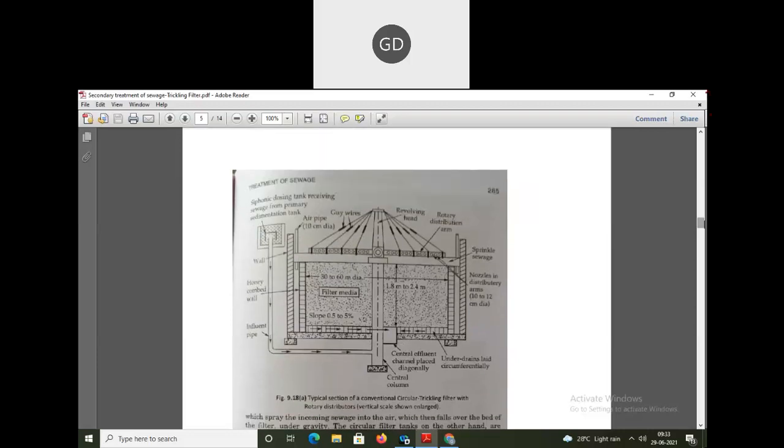So this is a trickling filter, you can see. The incoming sewage comes through these pipes, you can see through here. This horizontal one is known as the rotary distribution arm. From here the sewage water sprinkles onto the filter media. This is your filter media. You can see the holes here, from where the sewage sprays out, and this is the filtering media. The sewage is entering this filtering media. So this is the sectional view of your trickling filter.